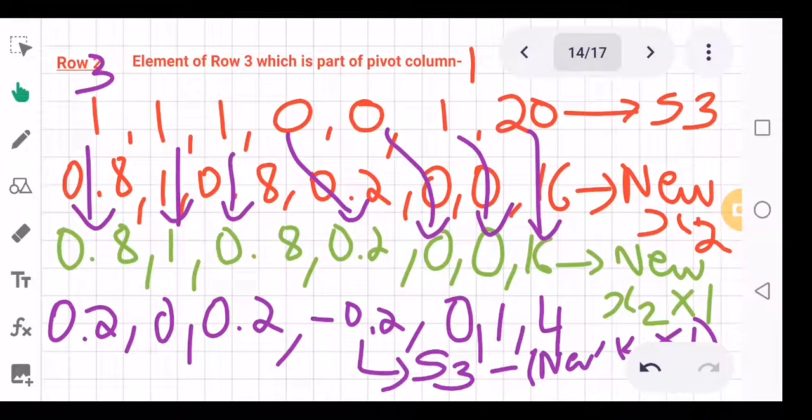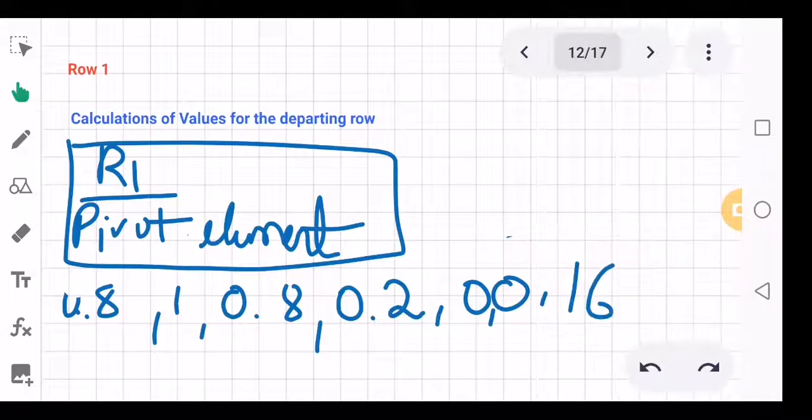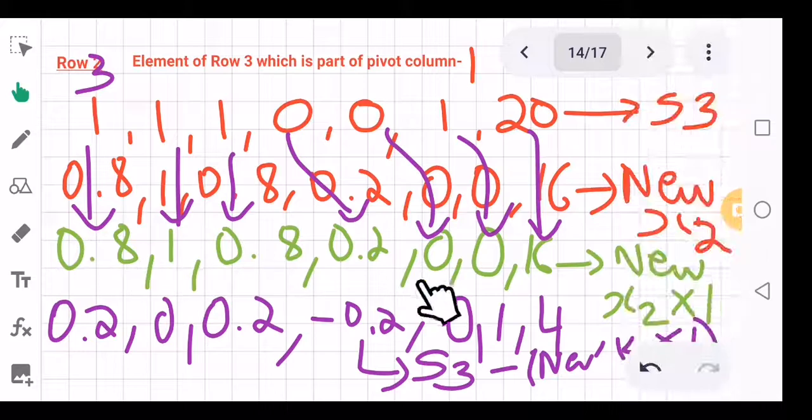Similarly, you will do for row 3 also. Okay, you'll find out that element of row 3 which is part of the pivot column, that is 1. So basically, I've written down all the row 3 elements, and then you've written down the same thing. You have written down your row 1 calculation, initially. Okay, those particular elements you have written down over here. Then what you have to do? You have to multiply these elements with 1, and then you got this element, and then you have to subtract your x3 minus your new x2. And when you do that, you will get these elements of row 3.